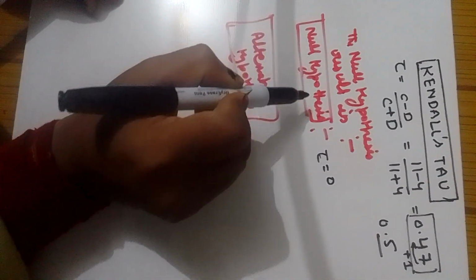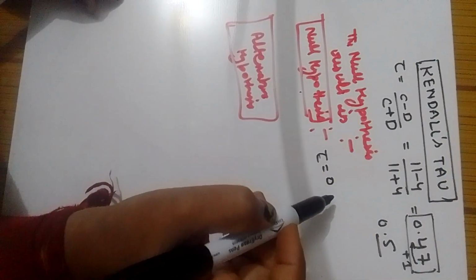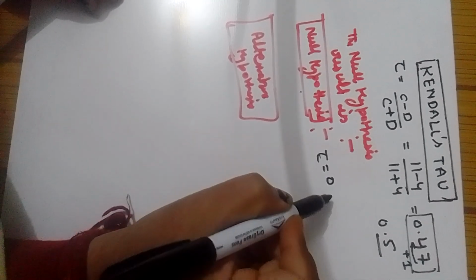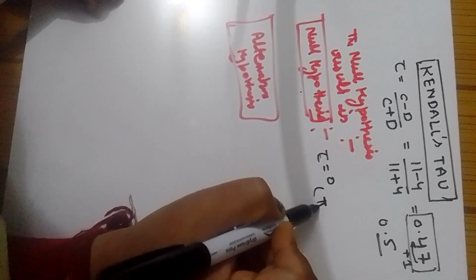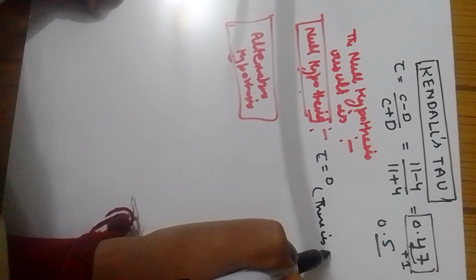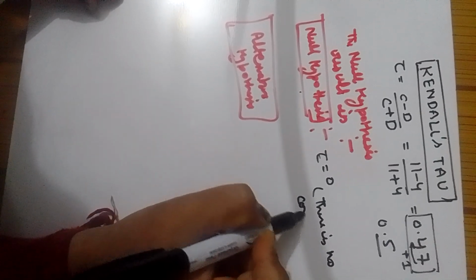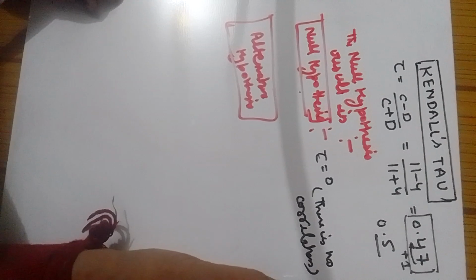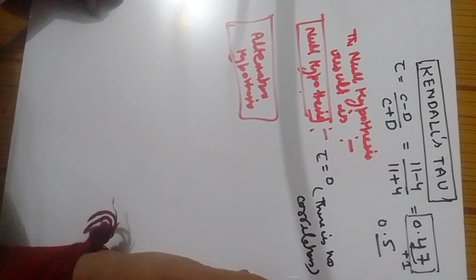So the null hypothesis proposes that if tau is equal to 0, it means there is no correlation. If tau is equal to 0, there is no correlation.